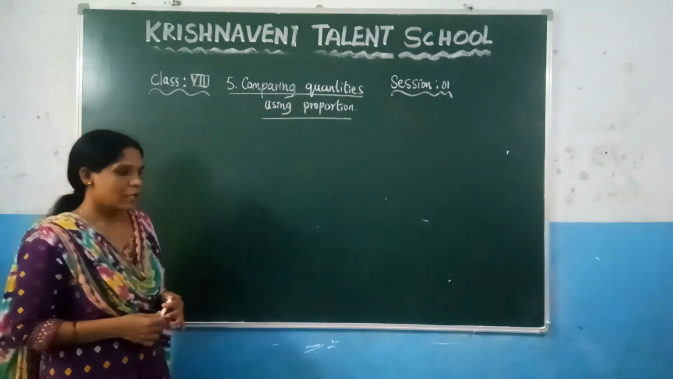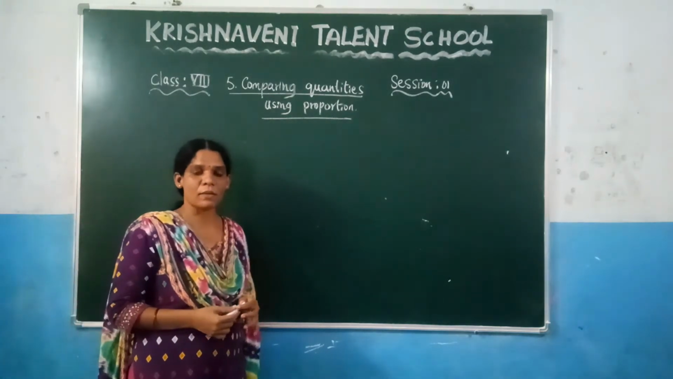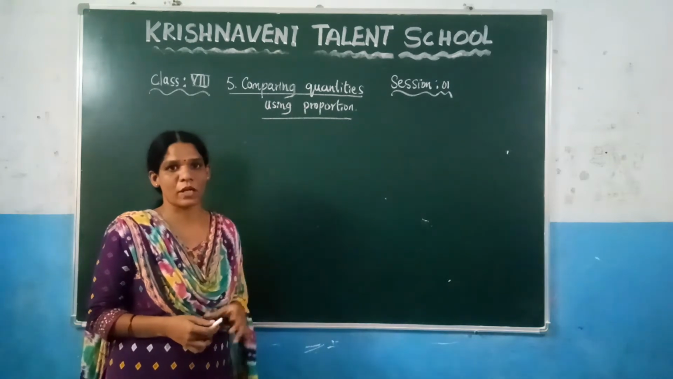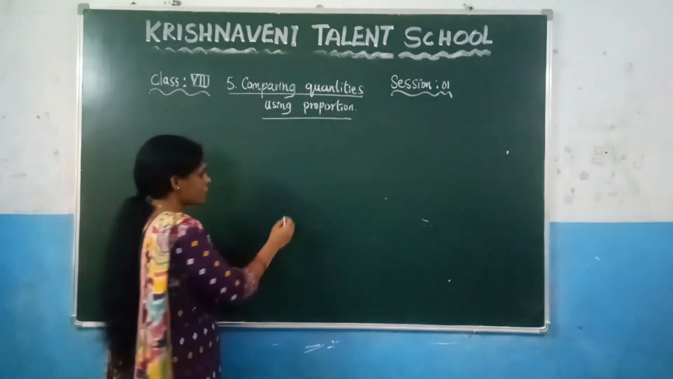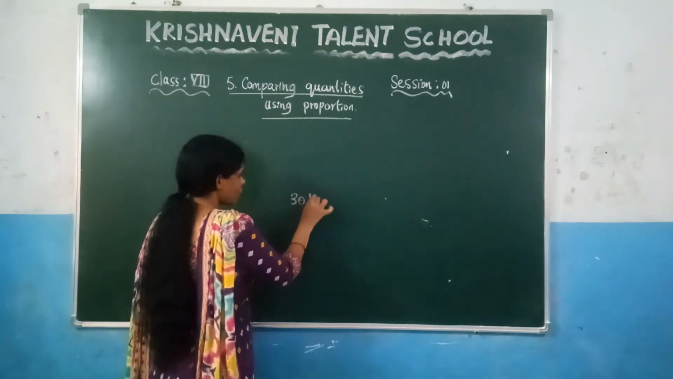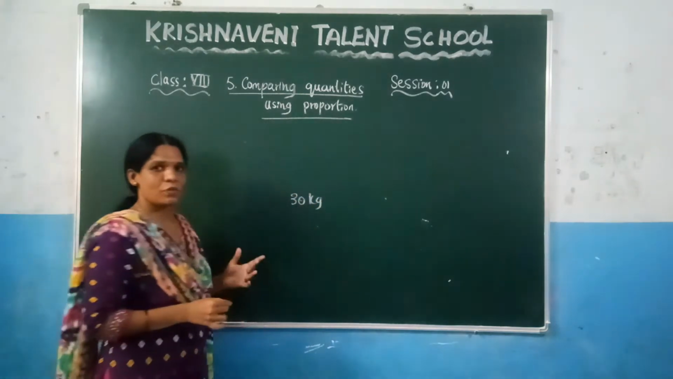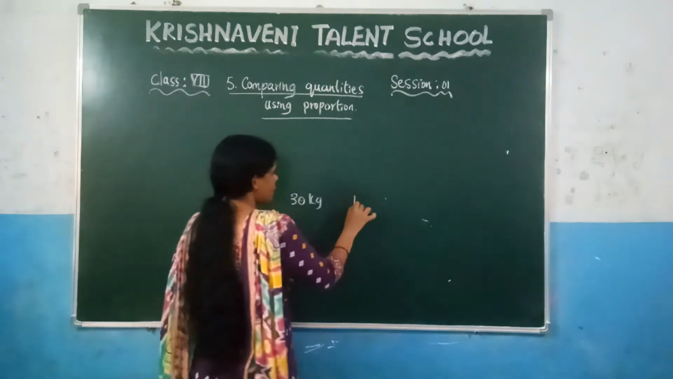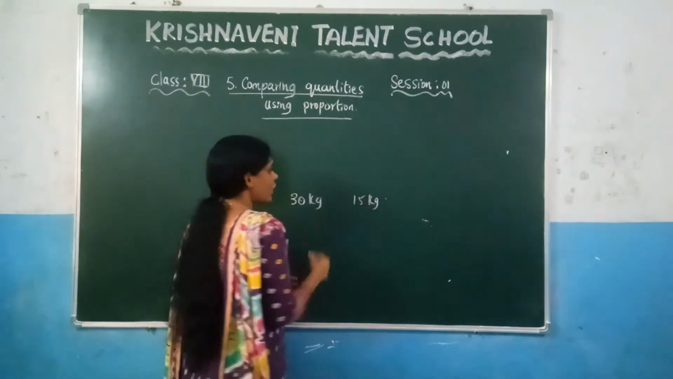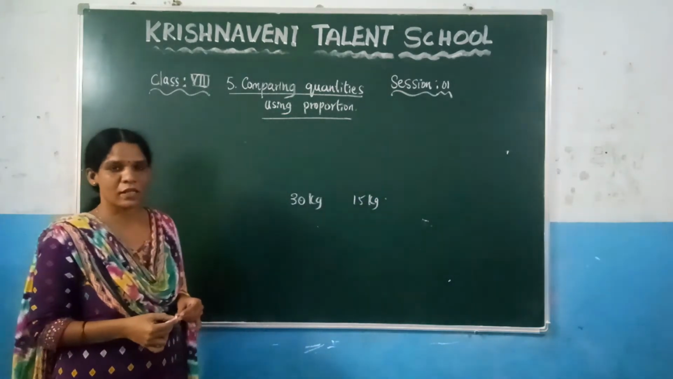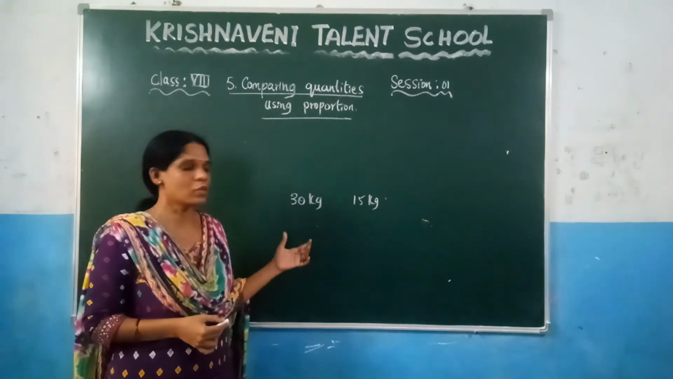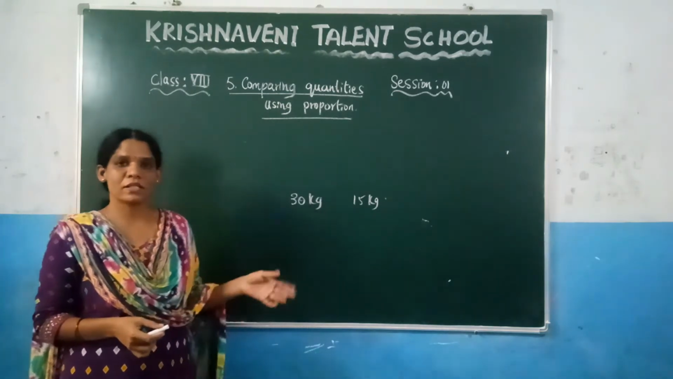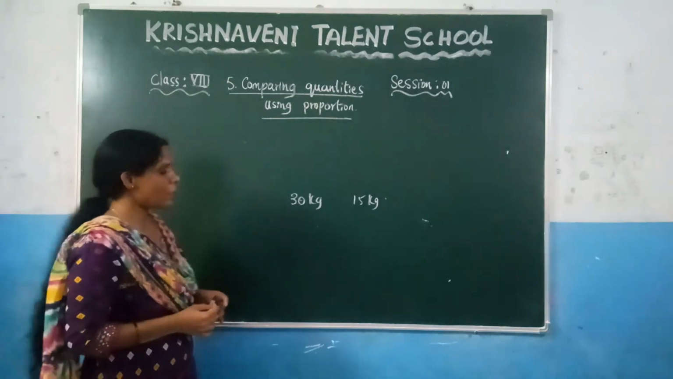In our daily life situations, we will come across comparing two quantities. Suppose your weight is 30 kgs and your brother's weight is 15 kgs. If I ask who weighs more, what we are doing here is comparing the weight of you and your brother. So this is an example of comparing quantities.